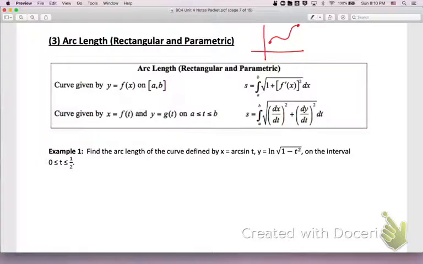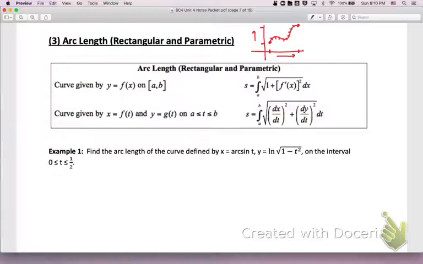Well, the horizontal distance would be this. The vertical distance would be this. But what if I wanted to know the length of that curve? Not just horizontally or vertically, but how far have I traveled if I follow this windy path? That's what arc length is finding. It's finding the length of the curve, not simply just the horizontal distance or the vertical distance.